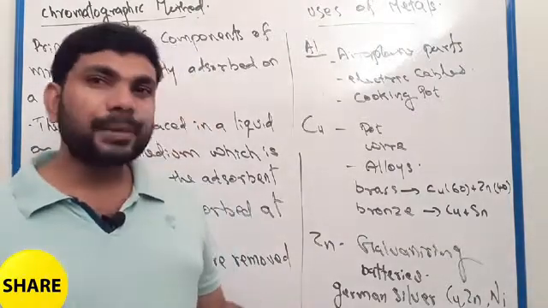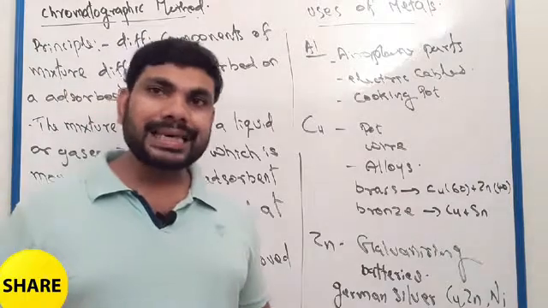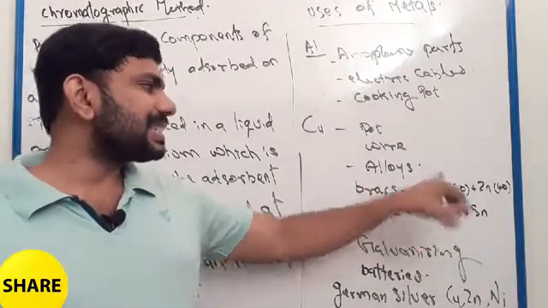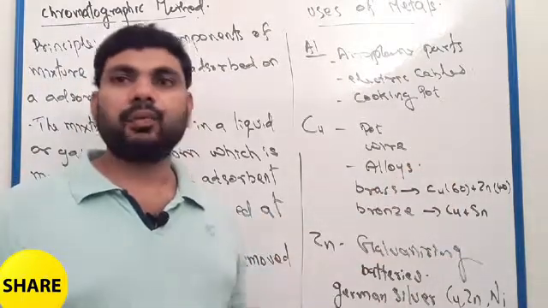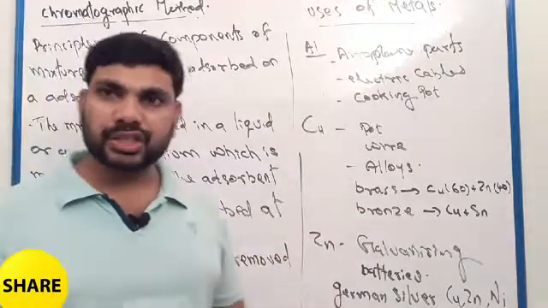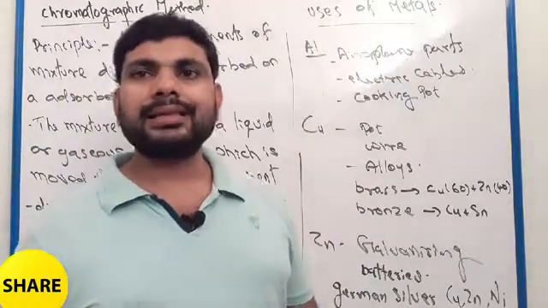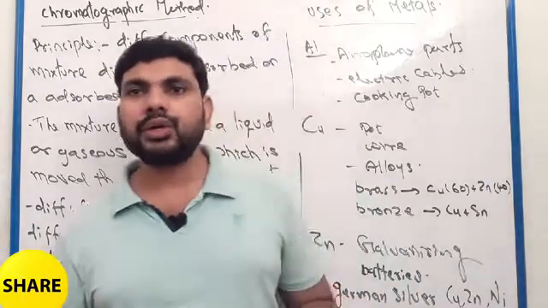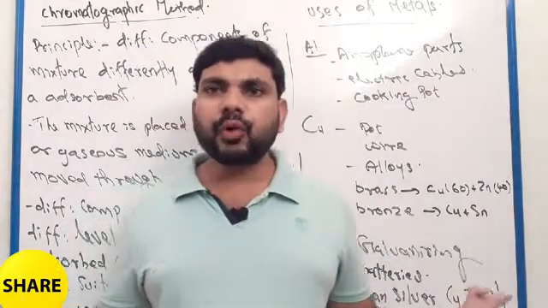German silver: copper, zinc, nickel. Copper and zinc, brass. Copper, zinc, nickel, German silver. Okay, so these are the different important uses of metals. Okay, and these are the things we have to discuss in this video. You can review the video once again. So thank you for watching this channel.